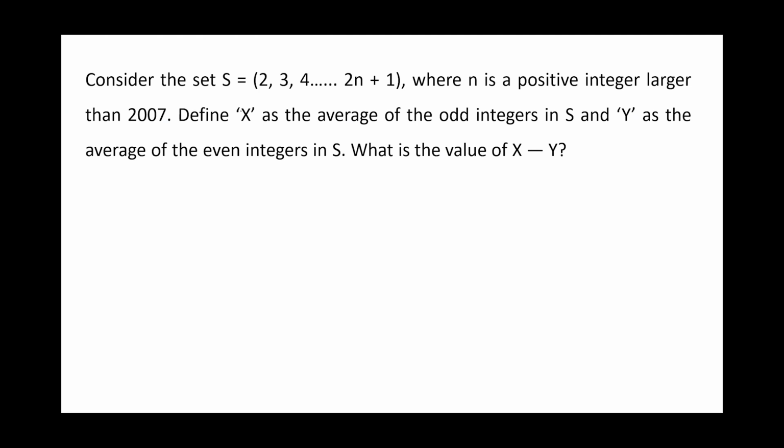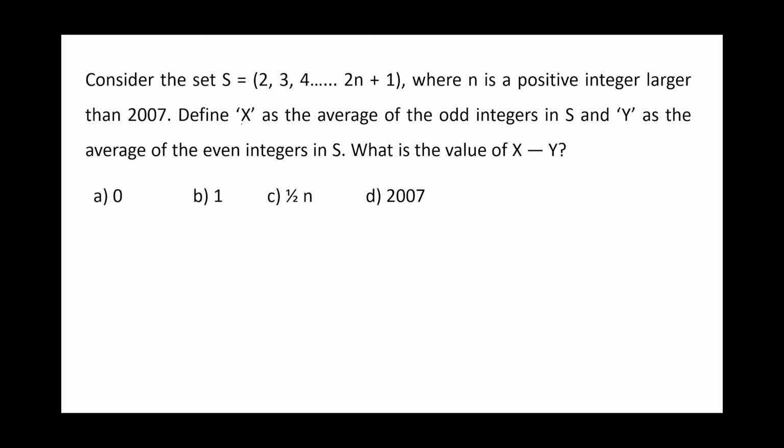We have set S, which constitutes 2, 3, 4 till 2n plus 1, where n is a positive integer larger than 2007, where x is the average of odd integers in S and y is the average of the even integers in S. So the question is asking you, what is x minus y? And you have the following options. Now, rather than finding out the average of so many numbers, what we can do is generalize, right?